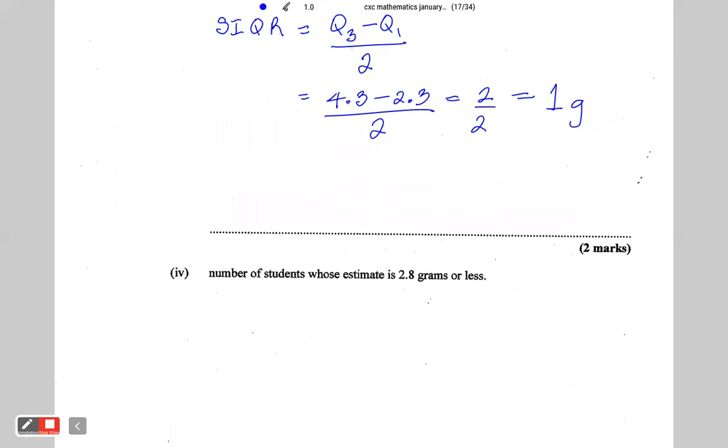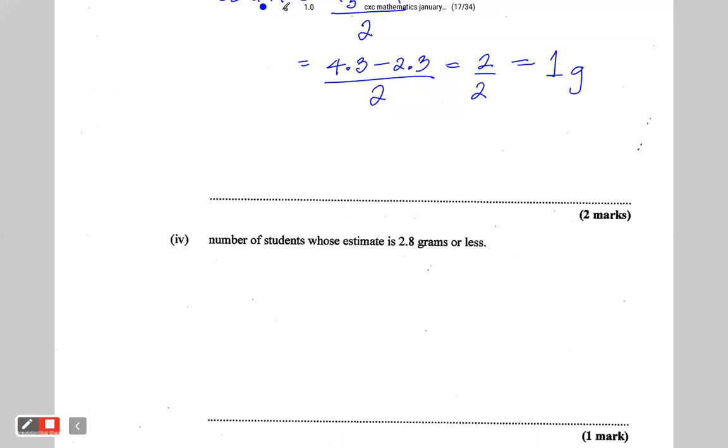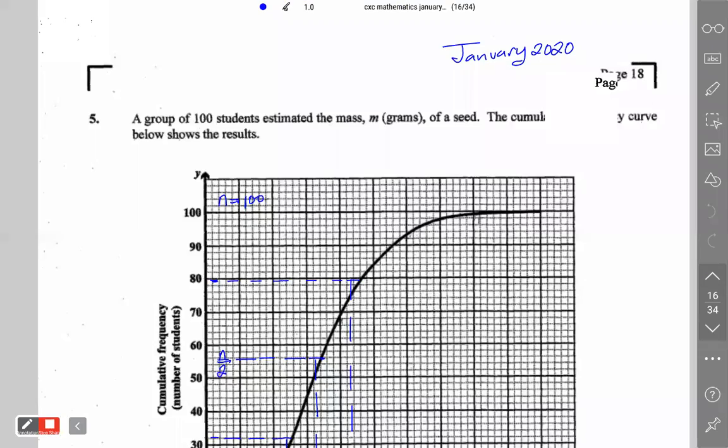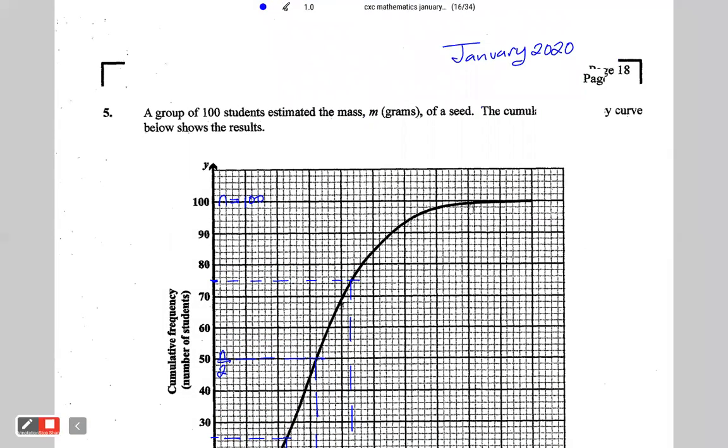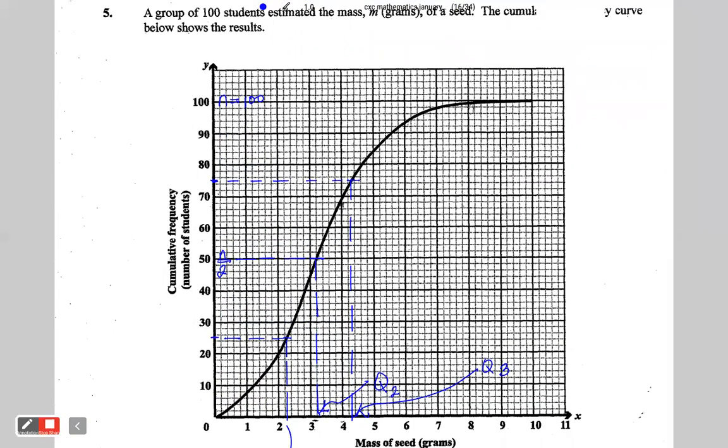Next, we're asked to determine the number of students whose estimate is 2.8 grams or less. We need to find the number of students whose estimate is 2.8 grams or less. The first thing we need to do is to find out which student's estimate is 2.8 grams.